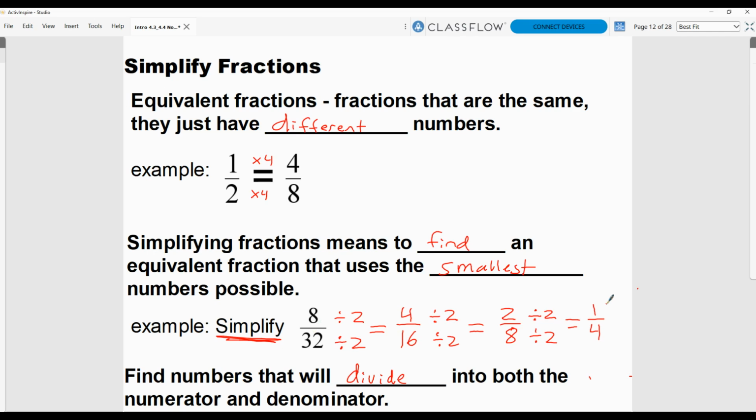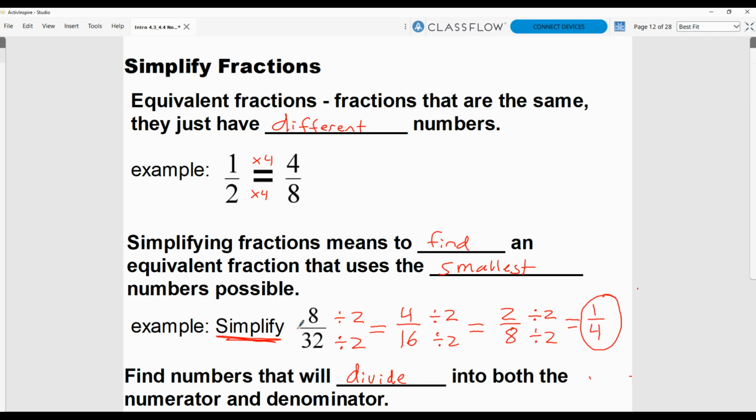So that means it is simplified all the way. This would be our simplified answer. We started with 8 over 32, and we ended up with 1 over 4 because we can't divide it anymore. So this is our simplest fraction of 8 over 32.